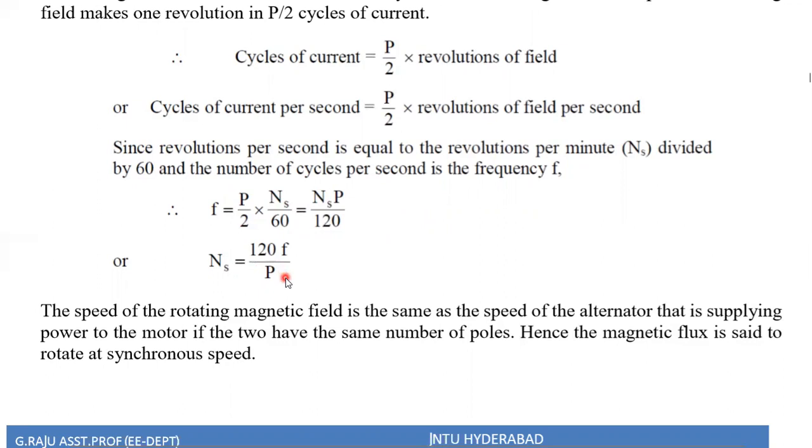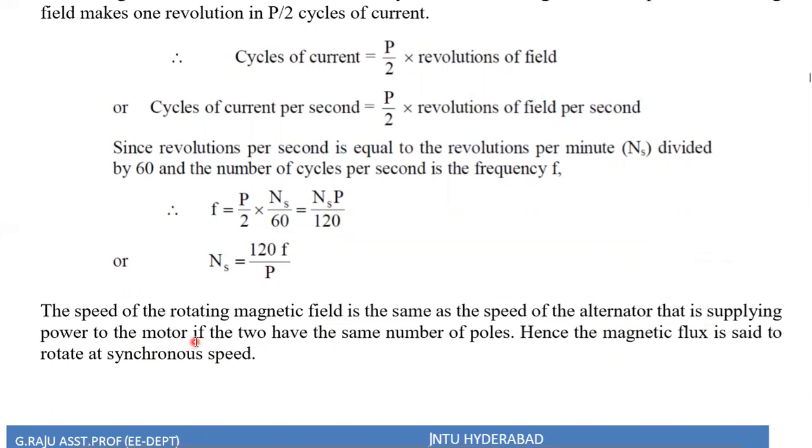This is the speed of the rotating magnetic field, called Ns. Ns is equal to 120 f by p. This is clear? Understood? The speed of the rotating magnetic field is the same as the speed of the alternator that is supplying power to the motor, if the two have the same number of poles. The magnetic field is said to be rotating at synchronous speed.